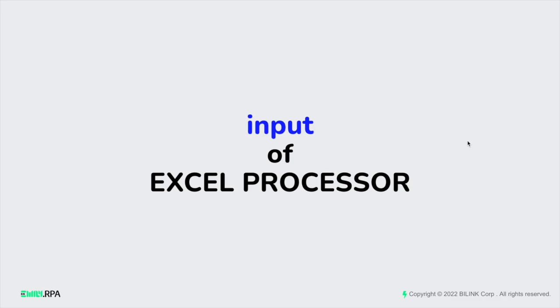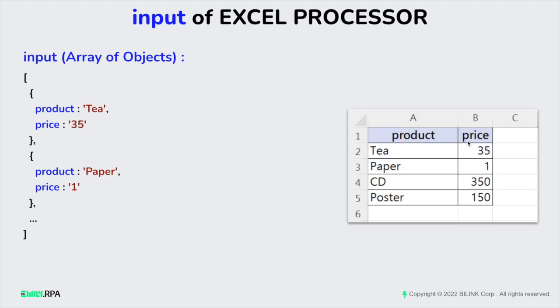The next section describes the input variable of the Excel processor module. The input variable is formatted as an array of objects. Emily will read the Excel file on the specified path and organize the data into the input variable according to the settings in the Excel processor interface. In other words, the settings of the module interface are closely related to the appearance of the input variable. For more details about the header row settings, you can refer to the video about the header row settings.